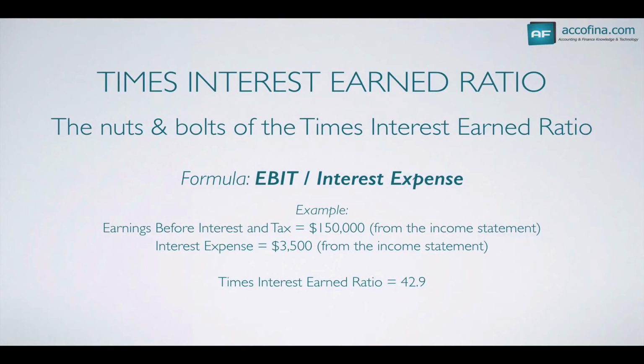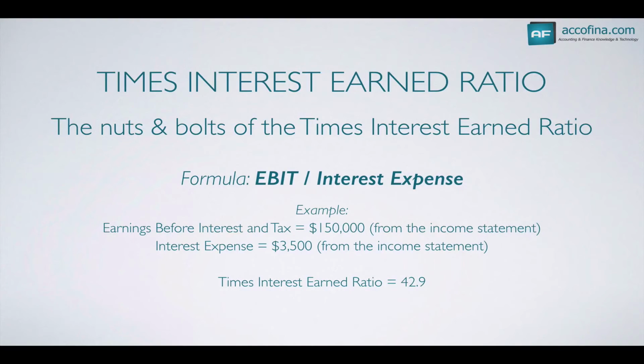Okay, our next ratio is the times interest earn ratio. And the formula is simply earnings before interest and tax divided by interest expense. And earnings before interest and tax is abbreviated to EBIT. So for our example, we have EBIT of $150,000 and interest expense of $3,500. And as you'll see, both of those data inputs are drawn from the income statement.